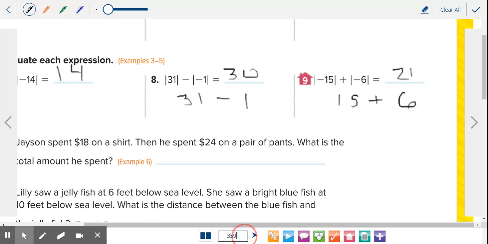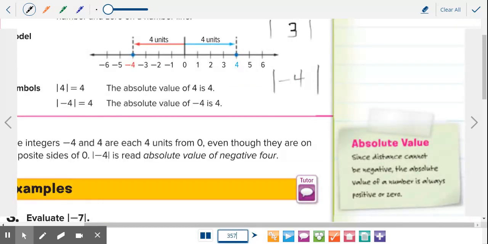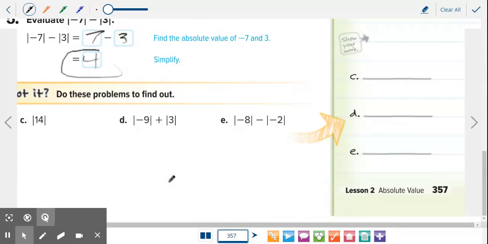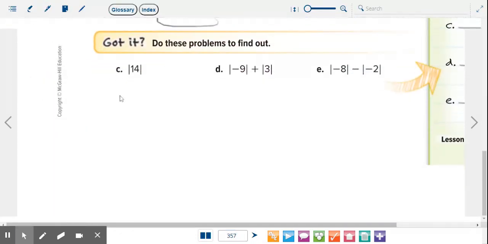All right, let's go back, and I want you guys to do a couple on page 357, that C and D down there. Or C, D, E. Okay, so you're just finding the absolute value here. So go work them out. I'll give you a couple minutes.